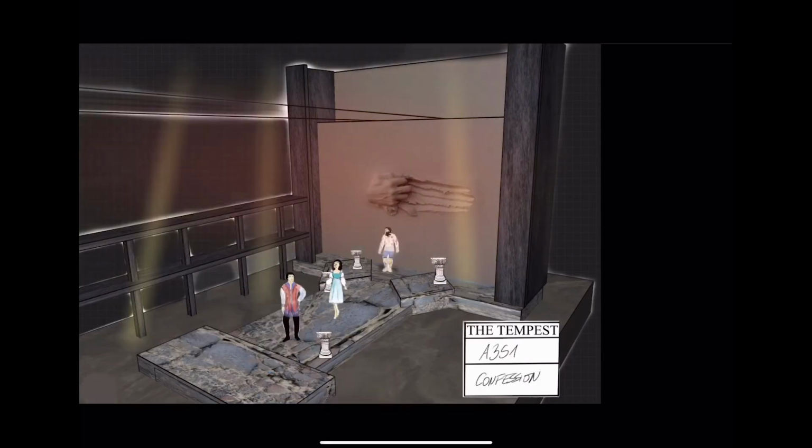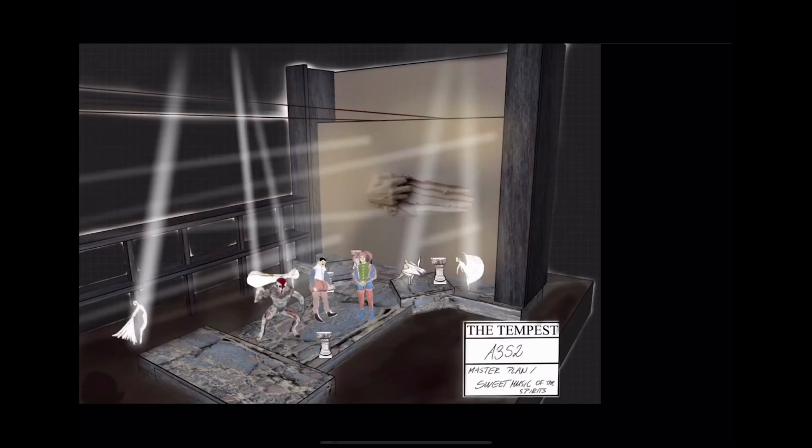After Miranda and Ferdinand's confession of love, we enter the scene where Caliban, Trinculo and Stefano plot against Prospero. The lighting here should be simple daylight lighting until we hear the sweet music of the island, where the spotlights should follow the white dancers as we are transported by the music.